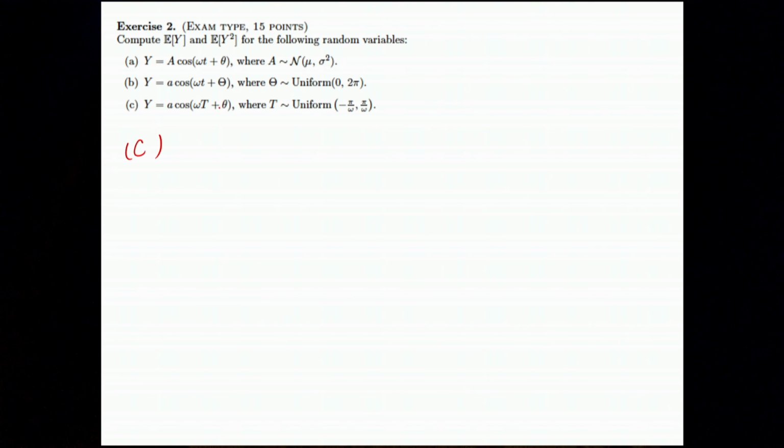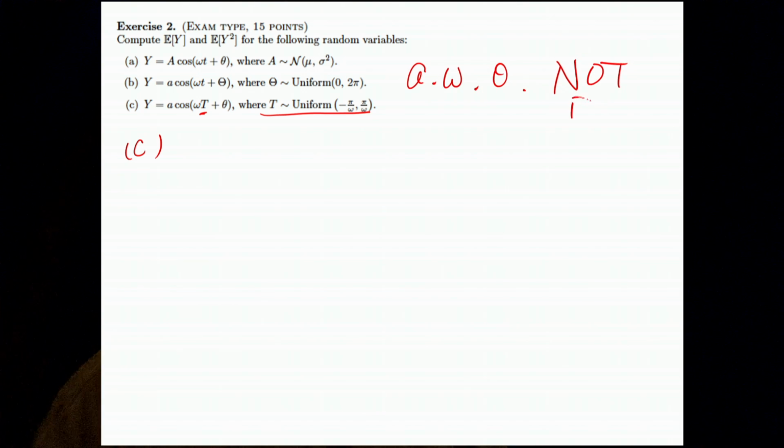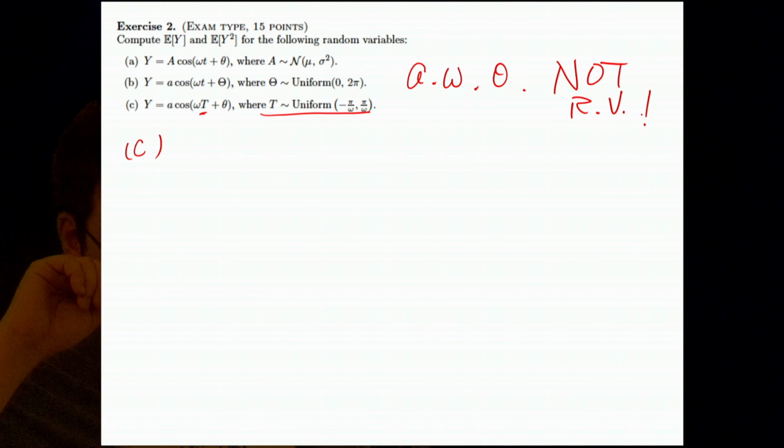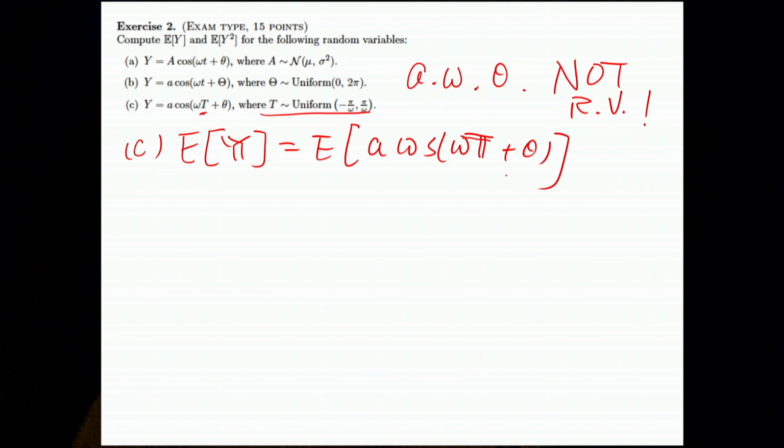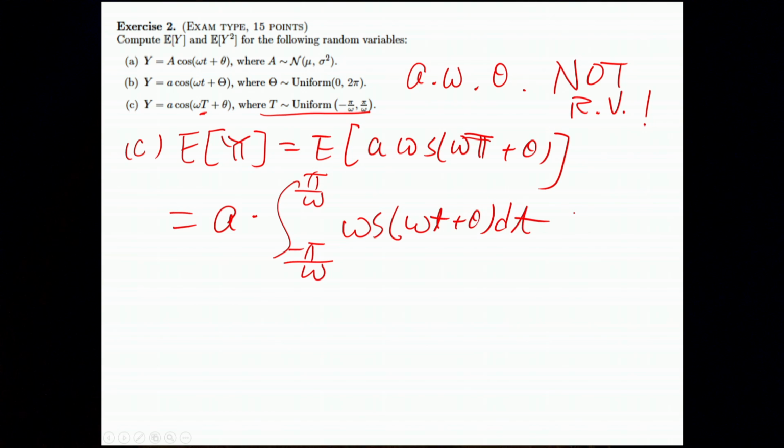Part C. Now, t is the random variable. So a, omega, theta are not random variables. They are just parameters. You don't need to care very much about a, omega, and theta. So the expectation of y is the expectation of a cosine omega t plus theta. We take a outside and then take the integration. A times, since it's uniform, continuous, the integration from minus pi over omega to pi over omega of cosine omega t plus theta dt. Cosine over this period is 0.